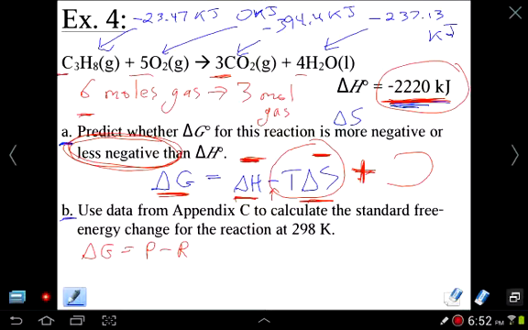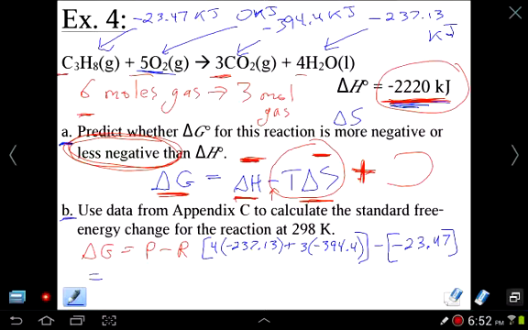So in our case, we have products for waters. So 4 times negative 237.13 plus 3 times negative 394.4. These are our products minus our reactants, and since oxygen is 0, we won't include it, but we will include the negative 23.47. So let's go ahead and plug these numbers into your calculator. I suggest doing this step by step and not trying to put everything in the calculator at the same time, as you're apt to make mistakes that way.